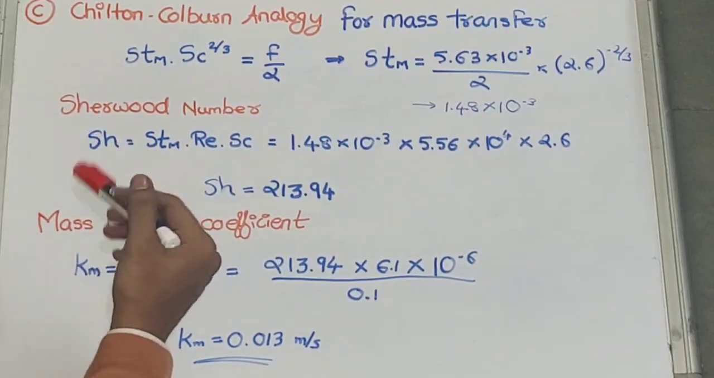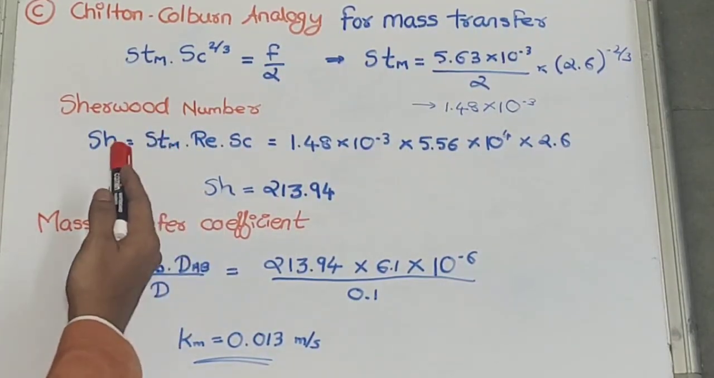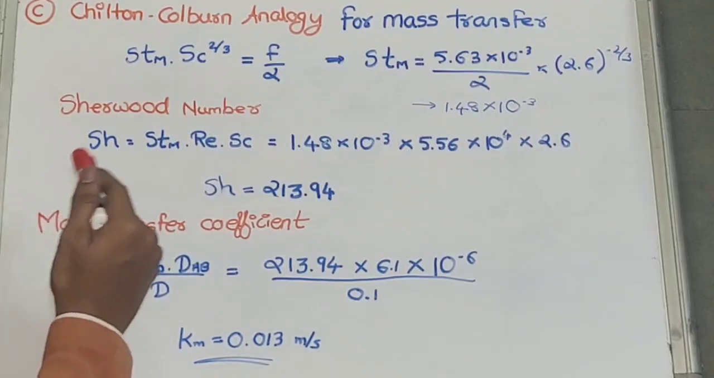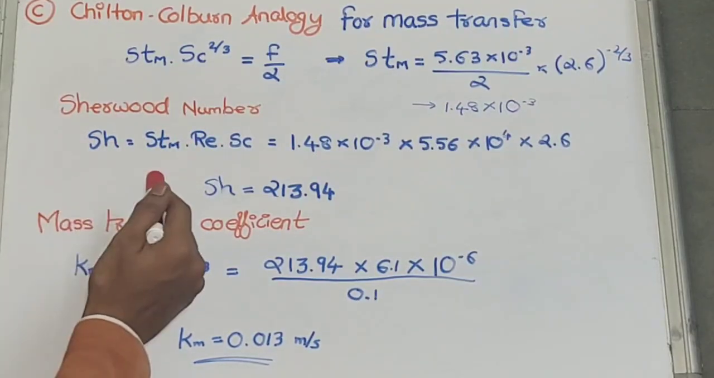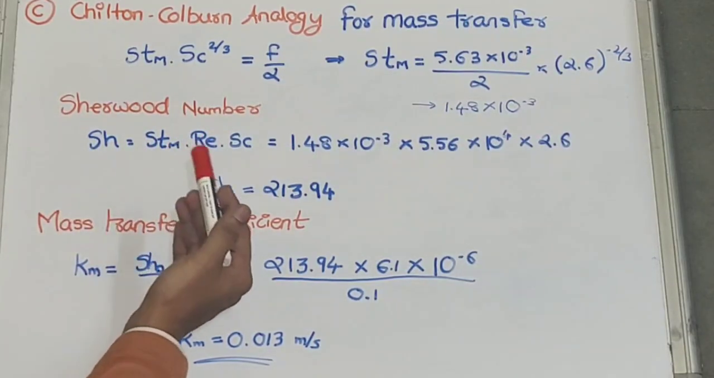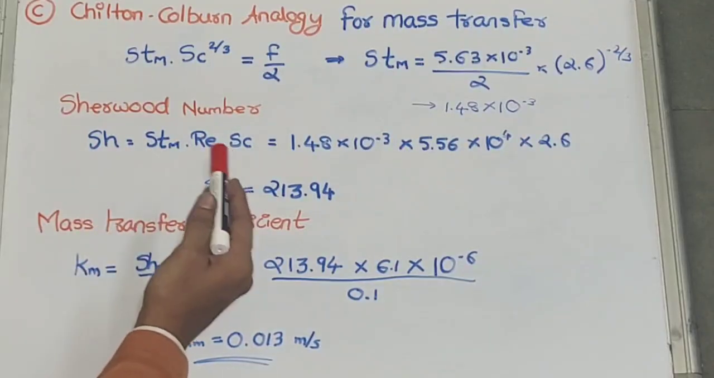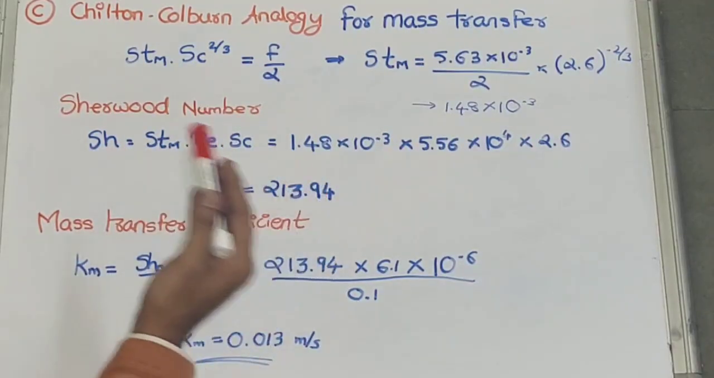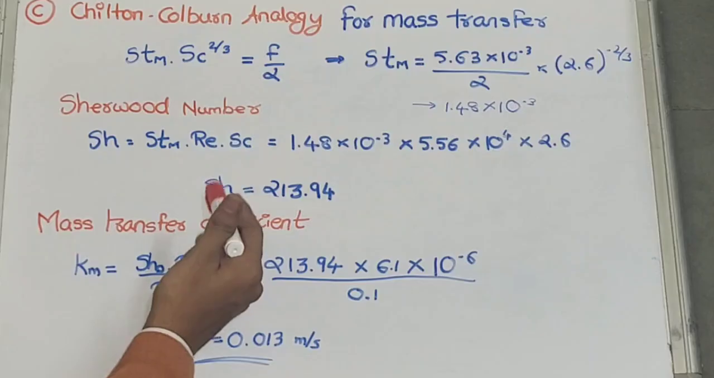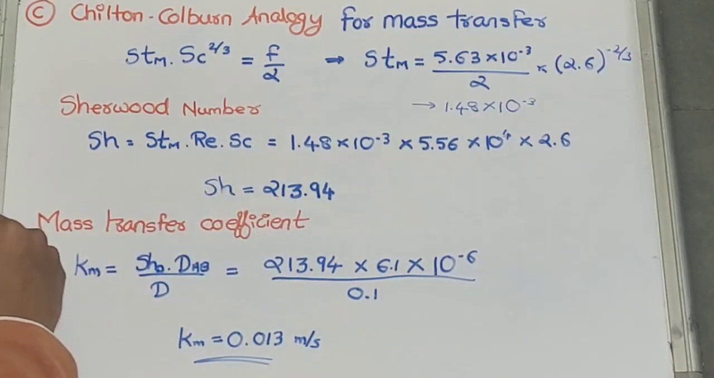Next, we need Sherwood number. So the formula for Sherwood number is given as Stanton number for mass transfer multiplied by Reynolds number multiplied by Schmidt number. So substituting all these values, we get Sherwood number as 213.94.